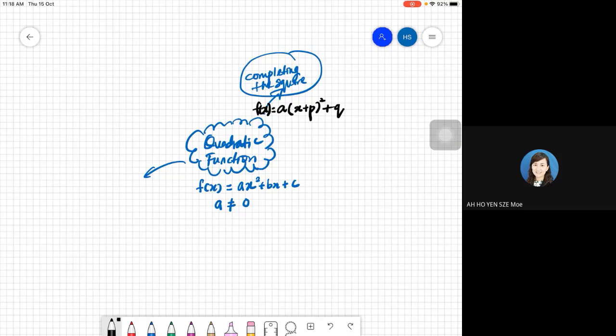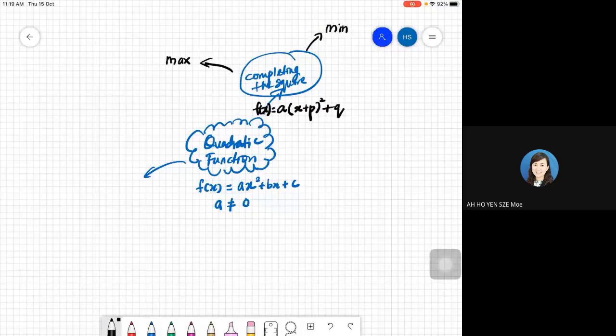What is the purpose you do the completing the square? Find roots to solve the questions. Cari titik maximum. Yes, actually we do the completing the square to find out the maximum and the minimum of the graph. Then determine the maximum and minimum.